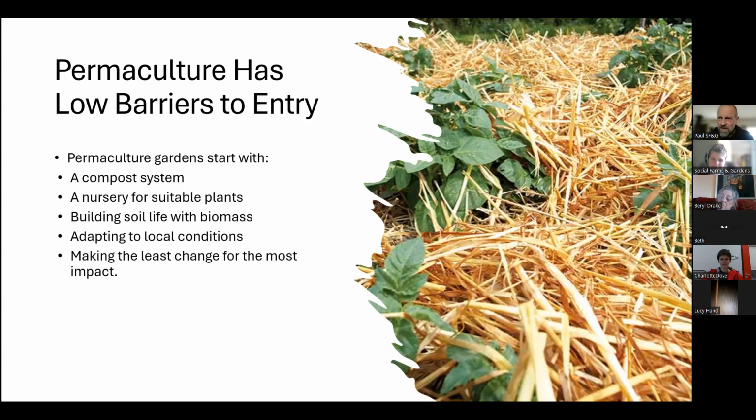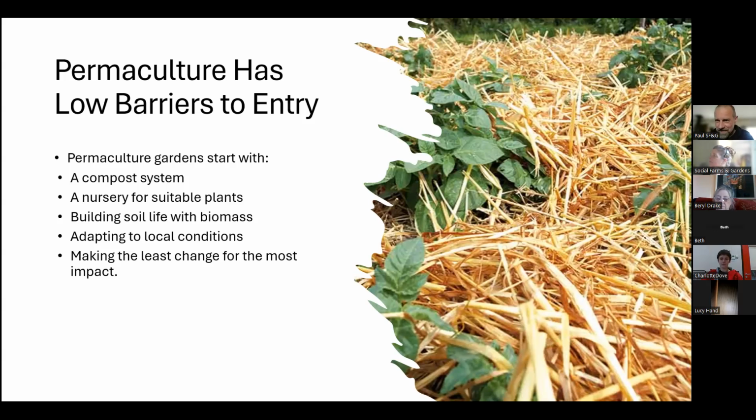Our gardens as permaculture designers adapt to local conditions. This goes back to what I was saying about not imposing the same kind of design on every site. And we try to make the least change for the most impact, which is hard. It's difficult, especially when everyone wants to make a big impact. We learn more when we try to make the least change for the most impact. What might that look like? I'll give you some examples.